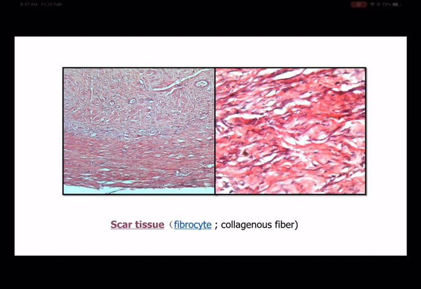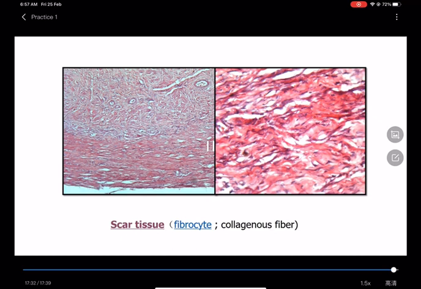In this picture, the red bands here are collagen fibers. They are arranged in a parallel pattern. And these spindle-shaped blue nuclei here, those are the fibrocytes. Here and here. That's the end of practice 1.